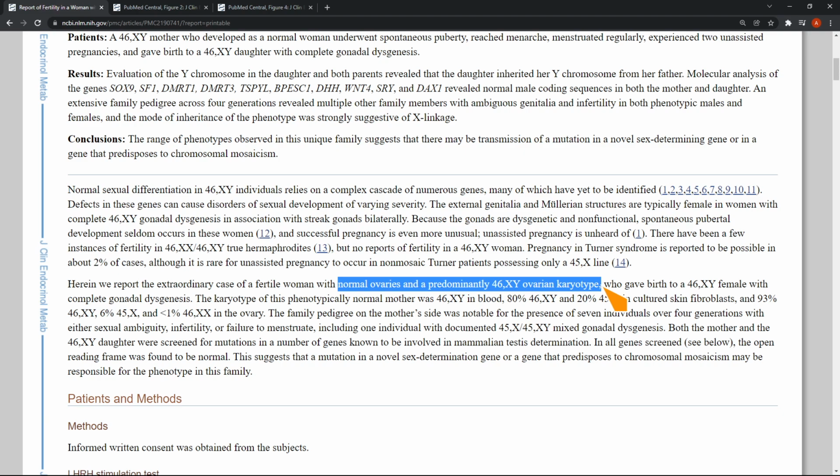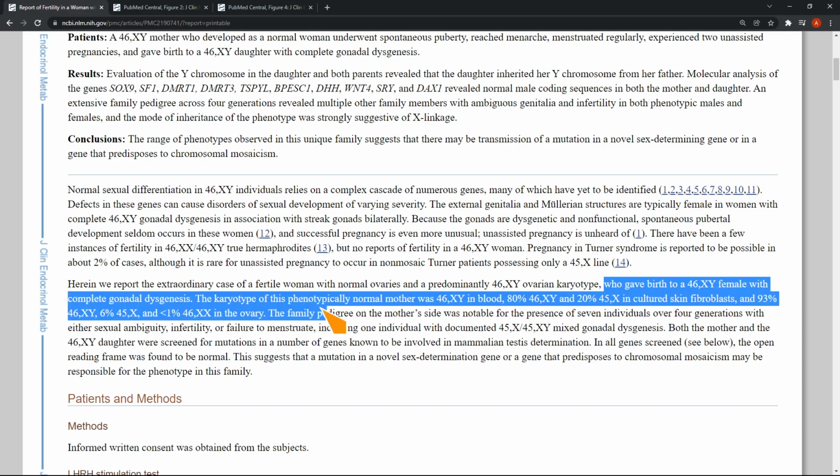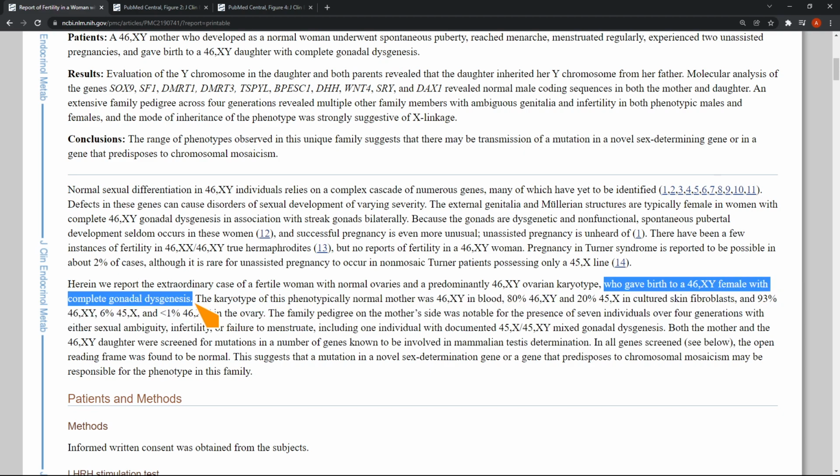These are the organs. These are dost thou bleed. These are XY. It's nutty. Who gave birth to a 46XY female with complete gonadal dysgenesis? This is her successful pregnancy that she brought to term, and this is patient 1 in this study.